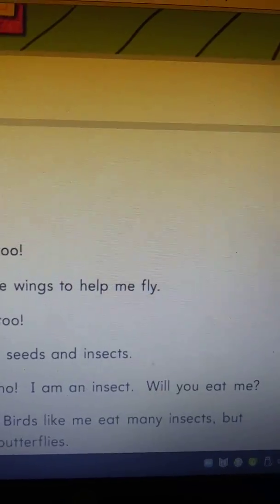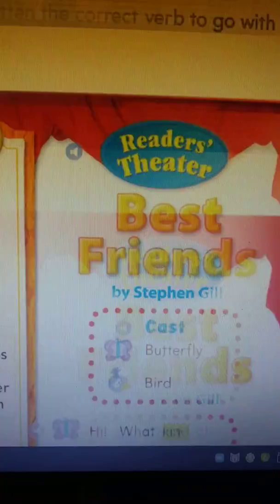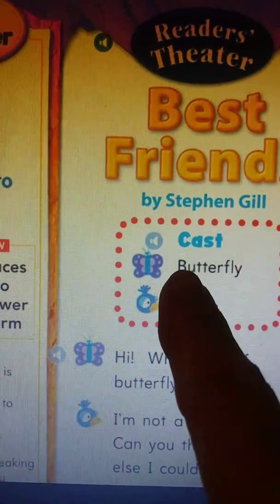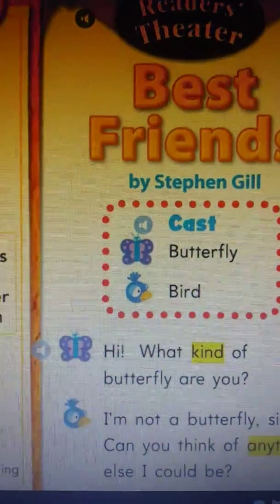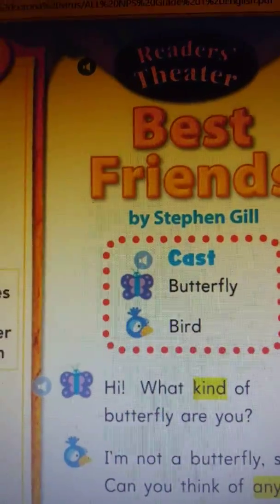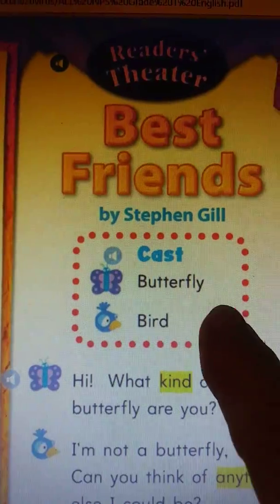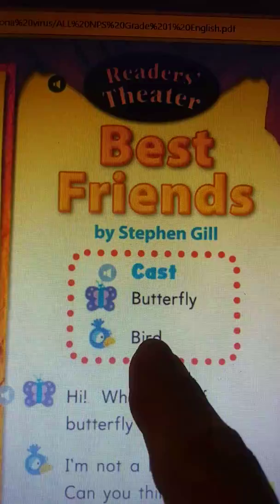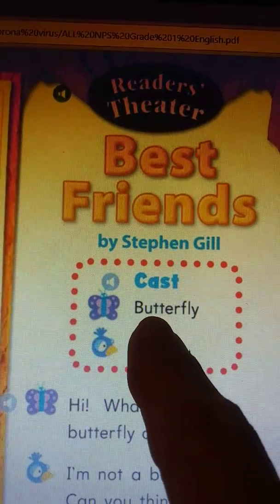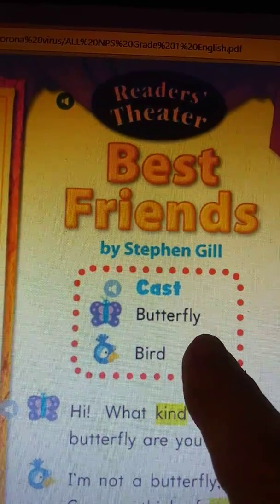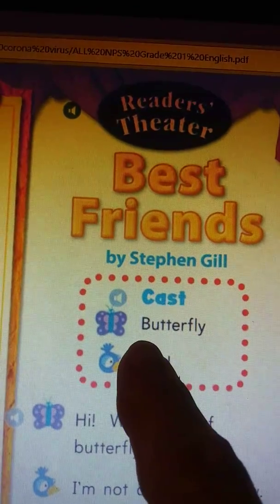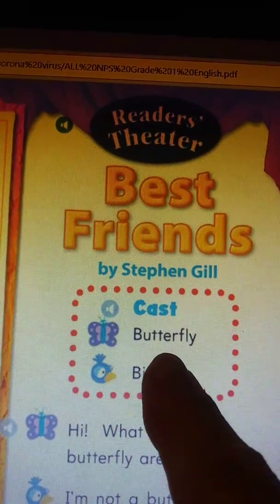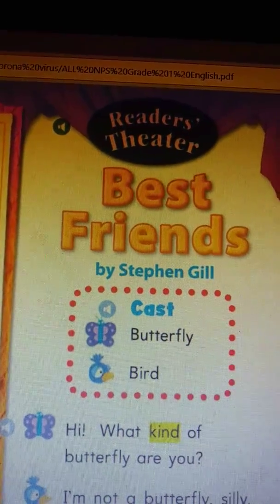It is called Best Friends. Sorry, there we go. Best Friends by Stephen Gill. Cast. Cast means those are the people in the play. We have two people. Oh my gosh, look. They are animals. We have a butterfly and a bird. Look at butterfly. It is a compound word. Butter and fly. So we know when we divide a two-syllable word that's a compound word, we just take apart the two words, butter and fly.